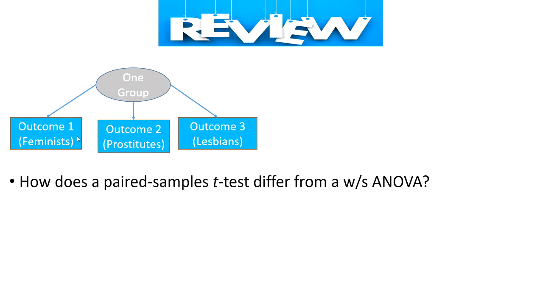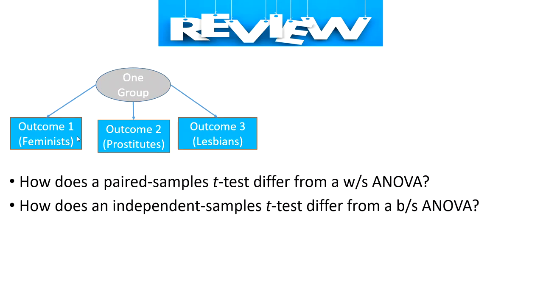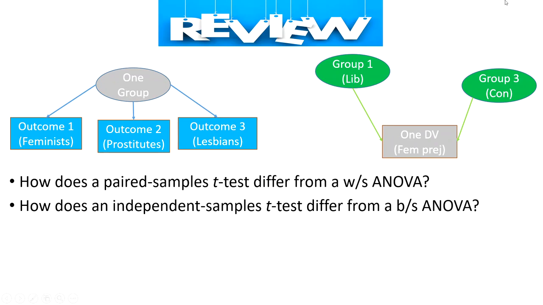Just like the leap from the independent sample t-test to the between subjects ANOVA. So in this figure here, this situation will require an independent sample t-test, where we have 2 independent groups, liberals and conservatives. We're comparing these 2 independent groups and one outcome, one DV here, feminist prejudice.